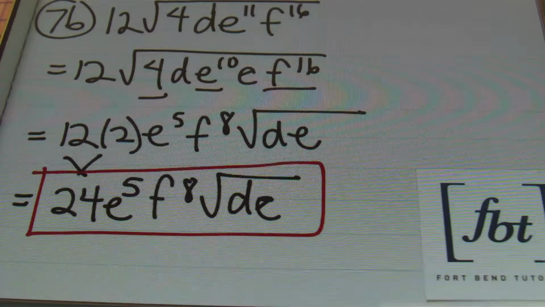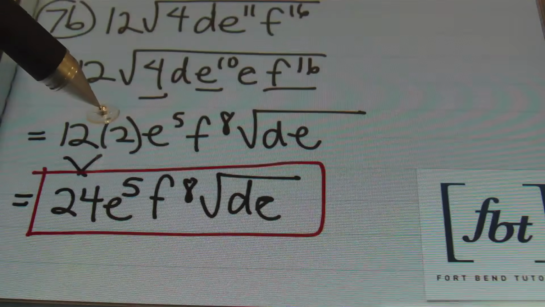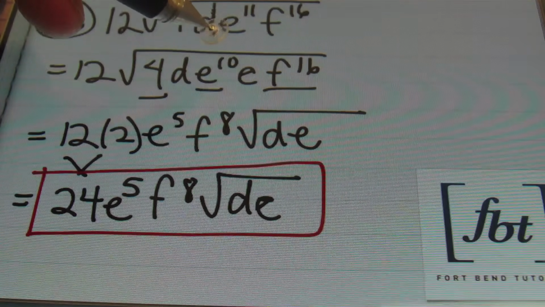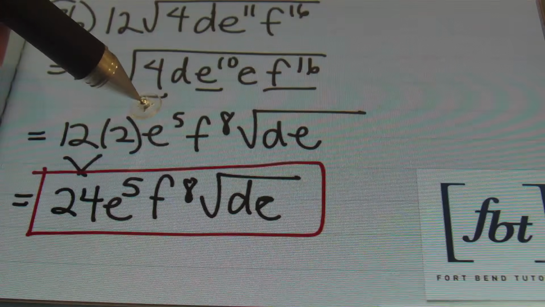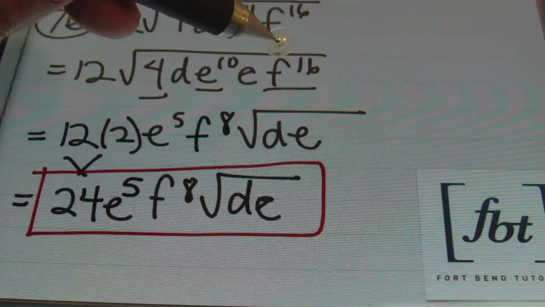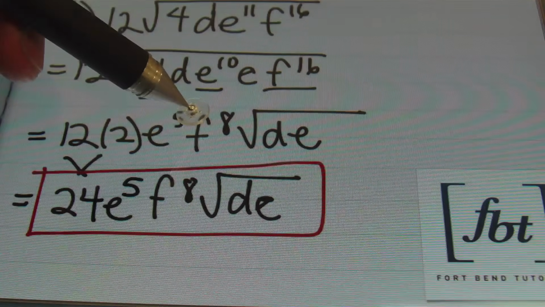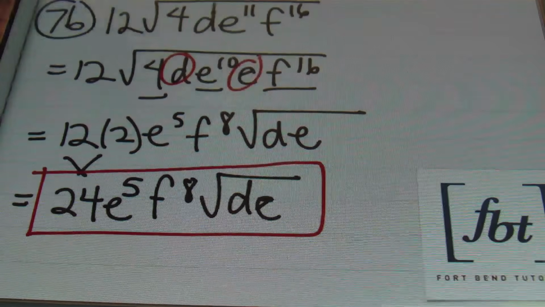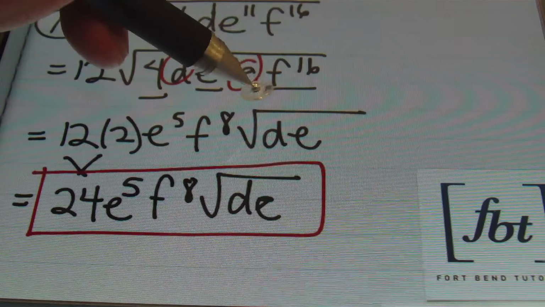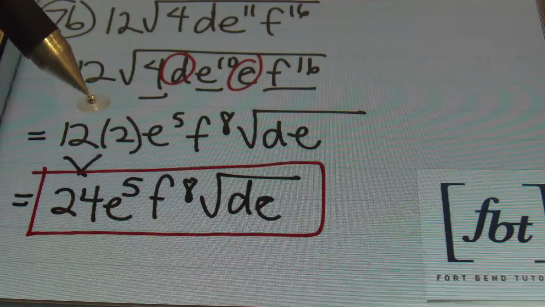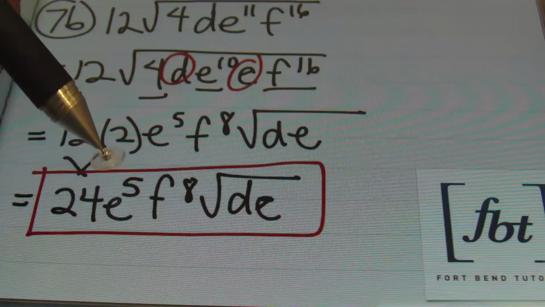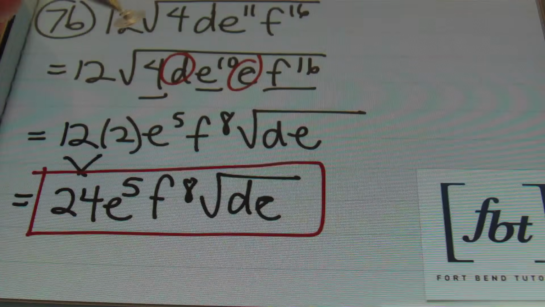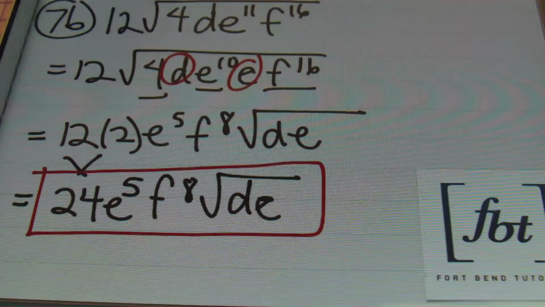From there, we took the square root of 4, which is 2, so it came on the outside of the radical. The square root of e to the 10th power, 10 divided by 2 is 5, so I end up with e to the 5th power. Taking half of 16, I end up with f to the 8th power, and what was left over was this d as well as this e inside of the radical. So that's the answer. After I multiply 12 times 2, I end up with 24, e to the 5th power, f to the 8th power times the square root of de, and done. That does it for that problem.